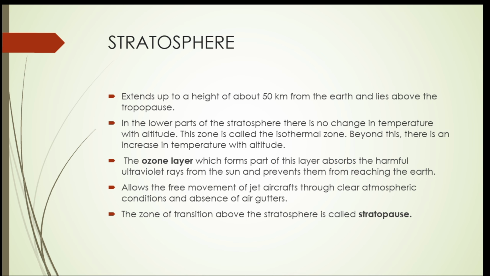The ozone layer is found in the stratosphere, or we can say that the ozone layer forms a part of the stratosphere. The ozone layer, which forms part of this layer, absorbs the harmful ultraviolet rays from the sun and prevents them from reaching the earth. It is common knowledge that ozone protects us from the harmful ultraviolet rays. We know that ultraviolet rays can cause serious diseases like skin cancer, and the stratosphere, with the help of ozone, plays a very important role in protecting us against these harmful rays.